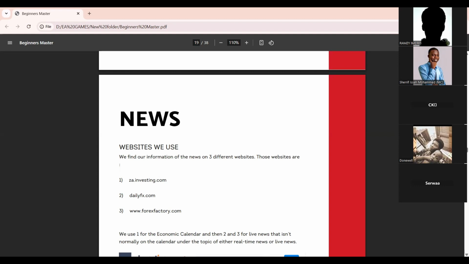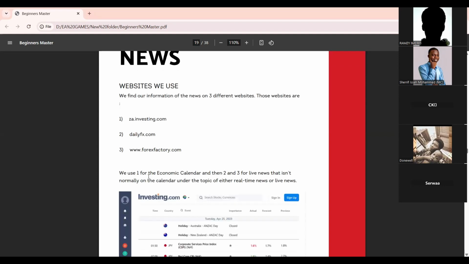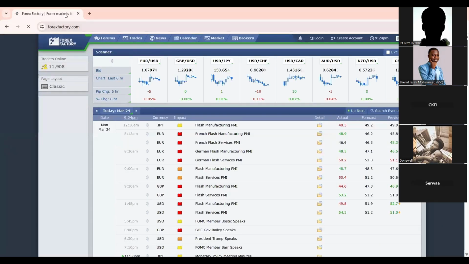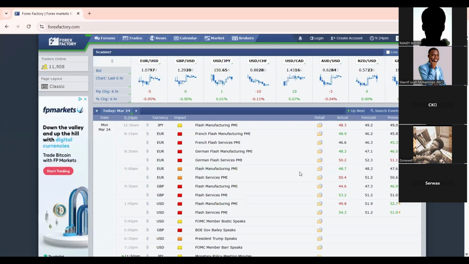So now I'm going to open a chart and give you analysis on that. We have different sites we use to check for news, and the one I use is Forex Factory. The person who did this PDF, as I told you guys, this doesn't belong to me. The person was saying you can use Investing.com, DailyFX, but he also talked about Forex Factory, which is what I really use. Can you see Forex Factory at the moment? If you can see Forex Factory on my screen, just give a thumbs up.